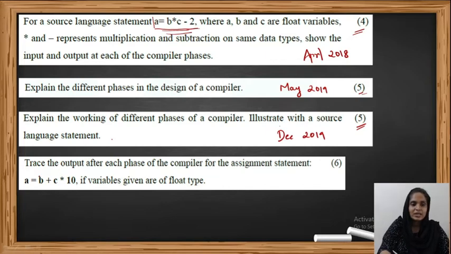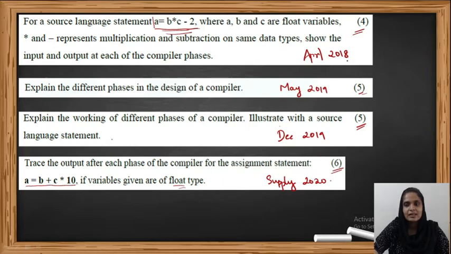And in 2020 also the same question was asked. Trace the output after each phase of the compiler for the assignment statement a is equal to b plus c star 10 if variables are given as float type. So here also it's given that the variables a, b and c are floating values. So just like the first question, here also they have given one assignment statement and we have to show the output of this assignment statement at each phase of the compiler. But here the question is asked as a 6-mark question. Okay, and this was asked as the supply question in the year 2020.